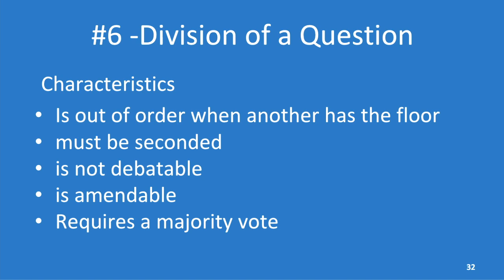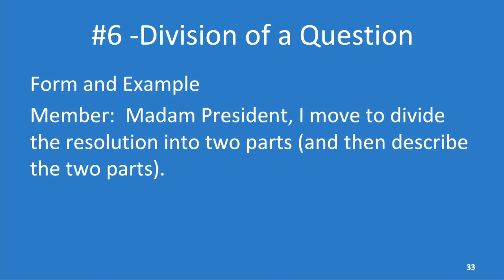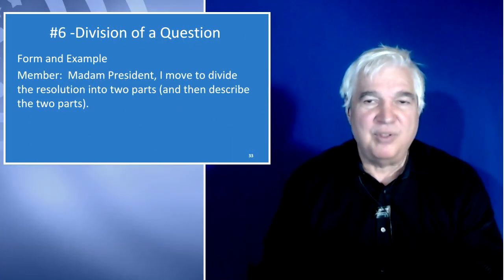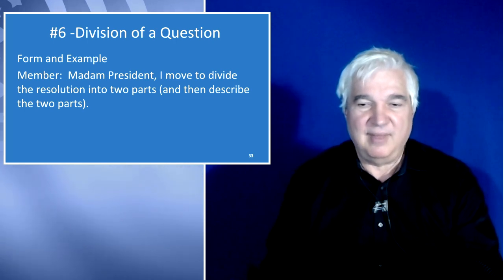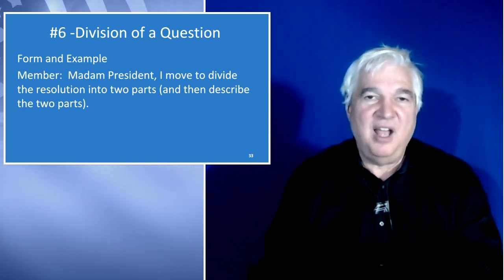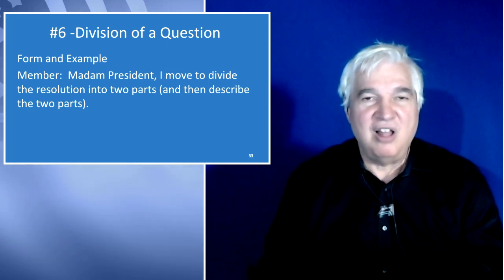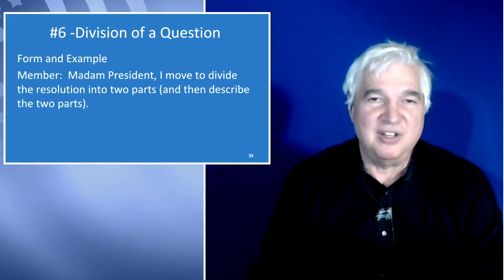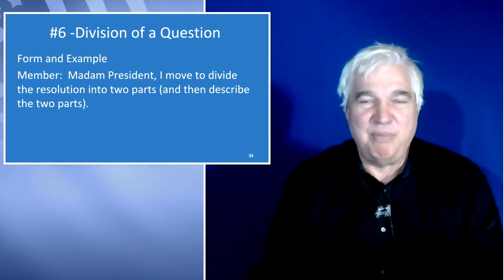And an example of this one is, Madam President, I move to divide the resolution into two parts, or whatever the two parts are. And if a majority of the assembly agree with you, then that's what you're going to do. The chair can't say, no, we really have to consider this all at once together, and that's what I rule. And that's where you go back and you say, I appeal a ruling of the chair.